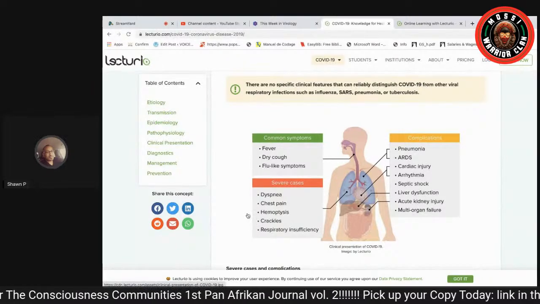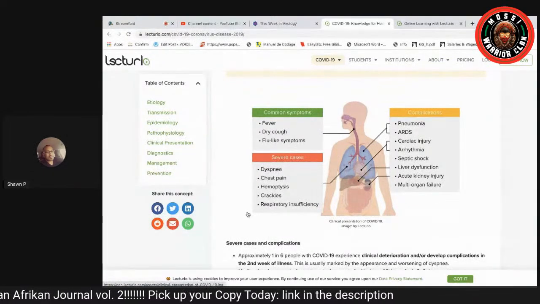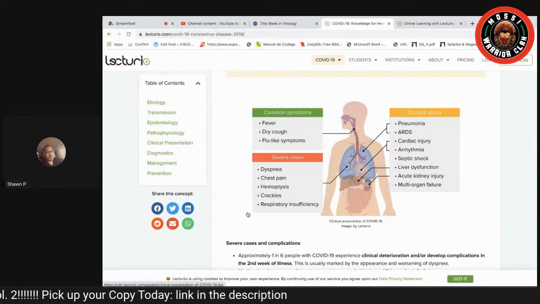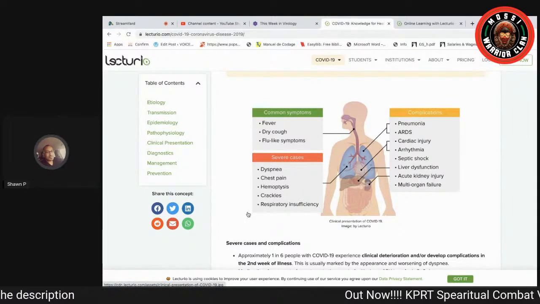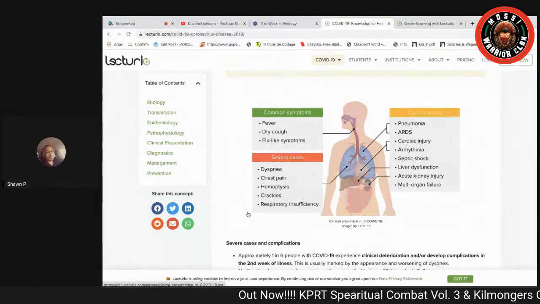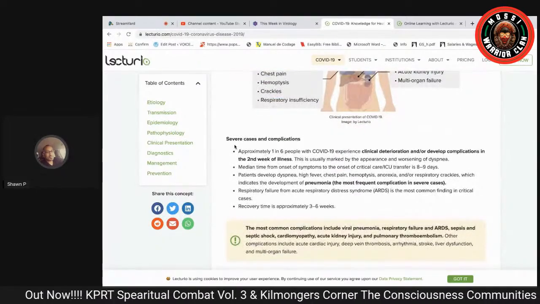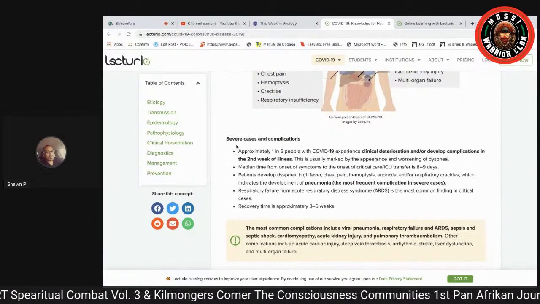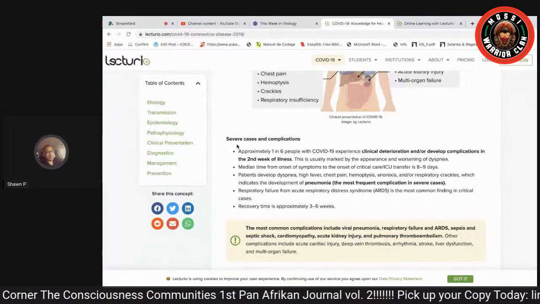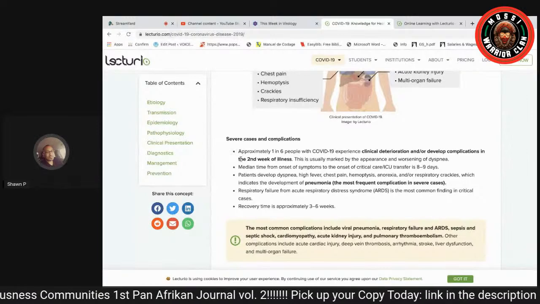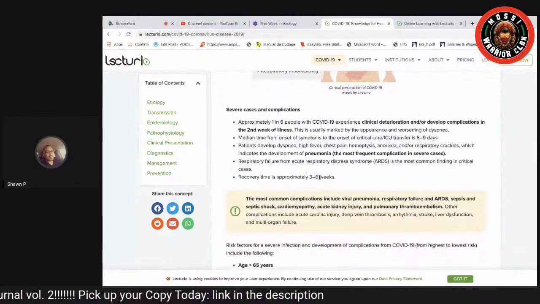What have I always said when I start talking about the complications? Your lungs, your heart, your intestines, your liver, your kidney. And then they get into that. Approximately 1 in 6 people with COVID experience clinical deterioration and develop complications in the second week of illness. Oh, you cool the first week, but that second week you get in your grill. Recovery time is approximately 3 to 6 weeks.